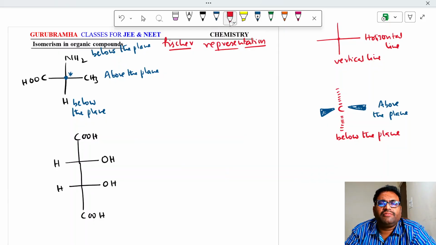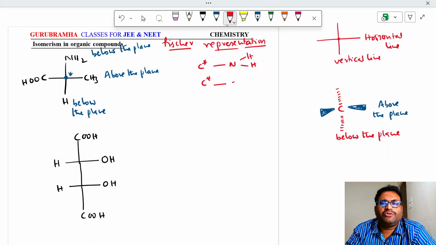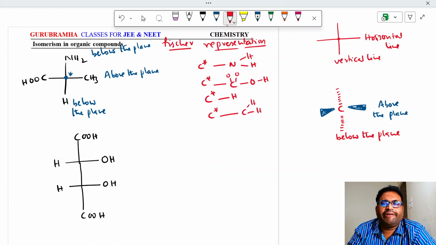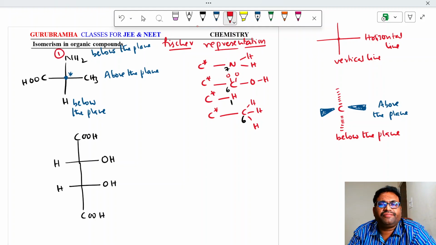Let us see them. C star is attached to NH2. This chiral carbon is attached to COOH, C double bond OH. C star attached to hydrogen. C star attached to C. Okay. Directly attached atom, here atomic number 7, here atomic number 6, 1, 6. So NH2 will have high priority. Next priority, least priority is 1, least priority.